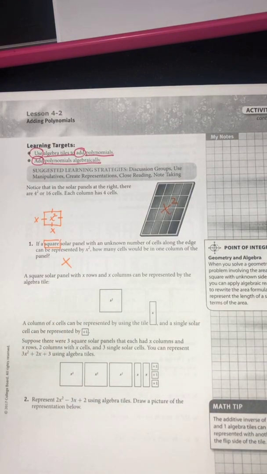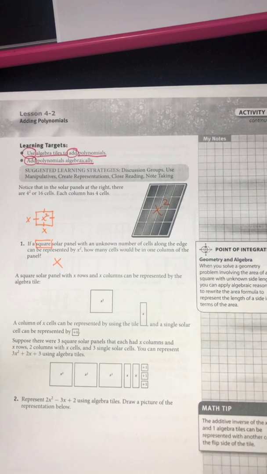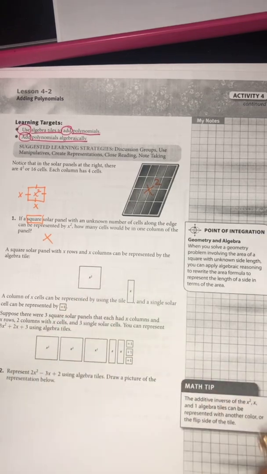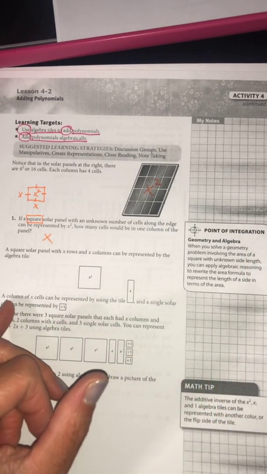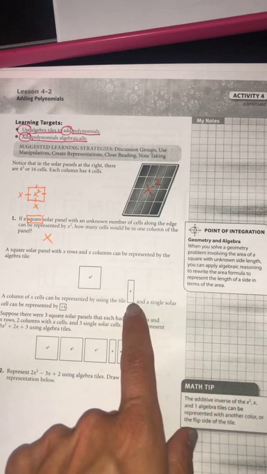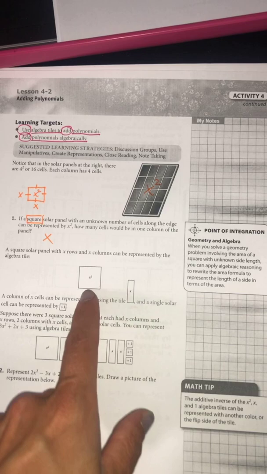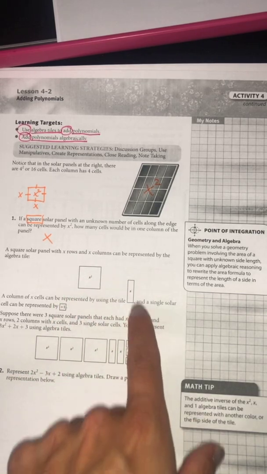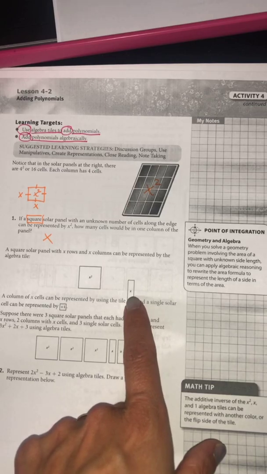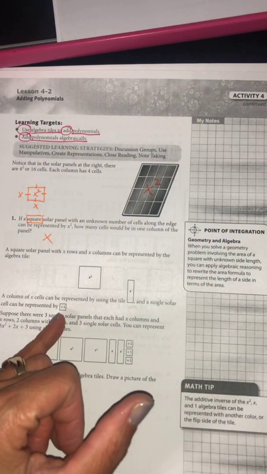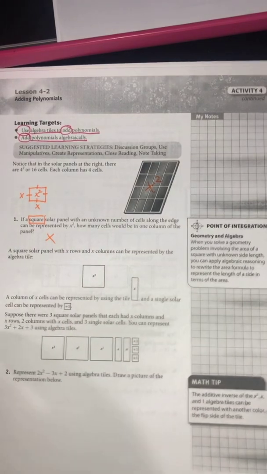All right, so a square solar panel with x rows and x columns can be represented by the algebra tile x squared. There's actually an x squared algebra tile. A column of x cells can be represented by using the column tile. They label it x. So the big square tile is an x by x, so it's x squared. And then a single rectangular tile is the x tile. And a single solar cell can be represented by a +1.